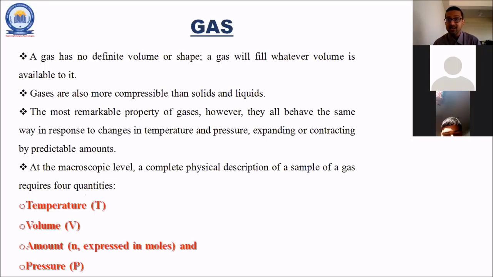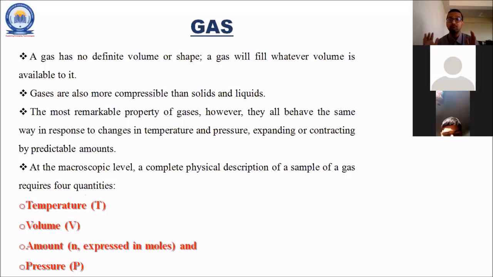Since the gases have larger intermolecular spaces, we can easily compress the gas as compared to the solids and the liquids. The most remarkable property of the gases, however, is that they all behave in the same way in response to changes in temperature and pressure, or whenever we are doing the expansion or contraction processes on the gases, by some predictable amounts.